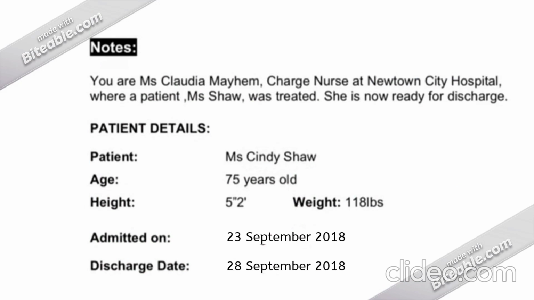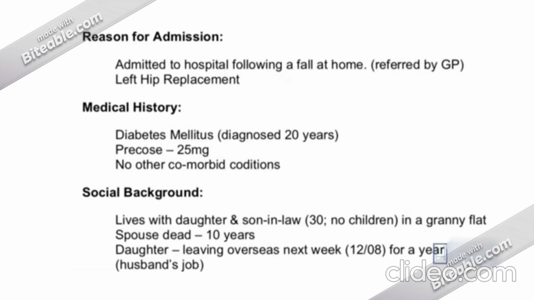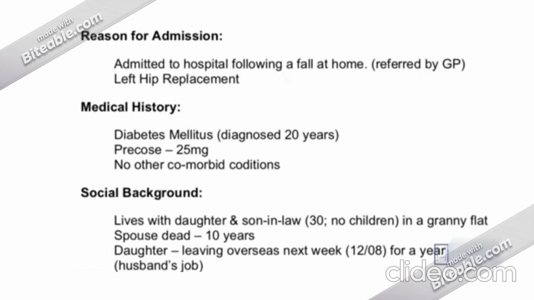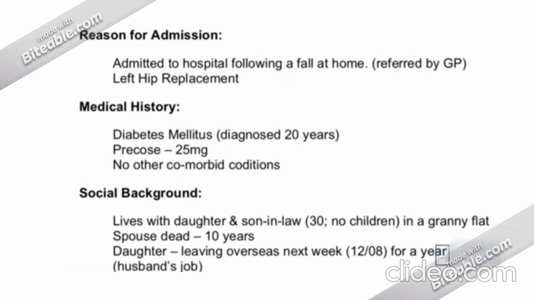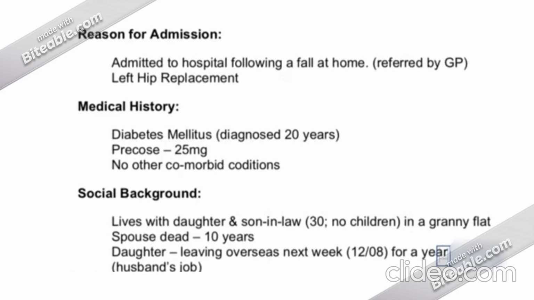Patient details: patient Miss Cindy Shaw, age 75 years old, height 5.2, weight 118 pounds, admitted on 23 September 2018, discharged 28 September 2018. Reason for admission: admitted to hospital following a fall at home. So she was referred by her general practitioner. Left hip replacement done. Medical history: diabetes mellitus, diagnosed 20 years, Precox 25 mg tablet, no other comorbid conditions.